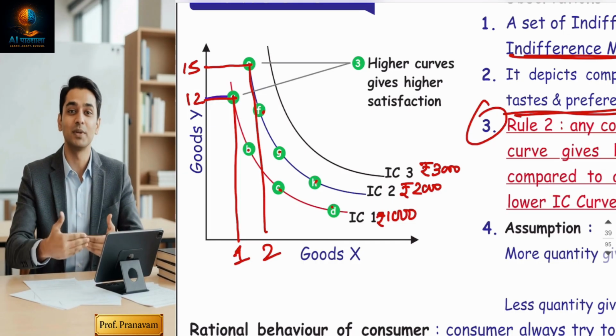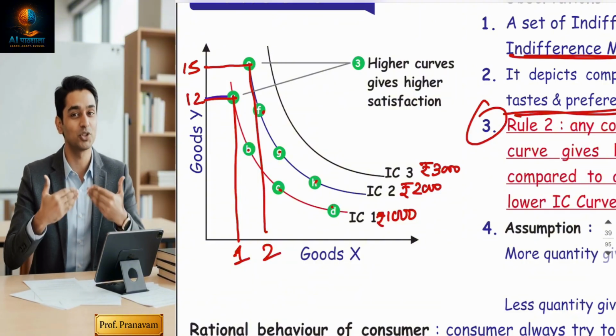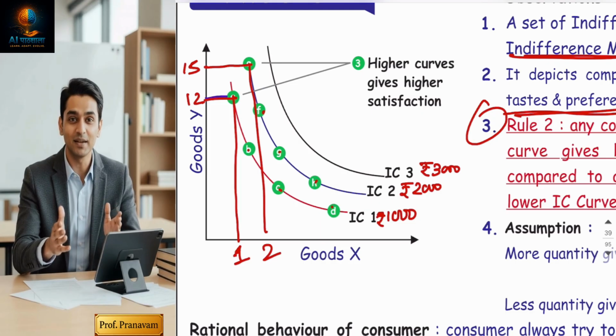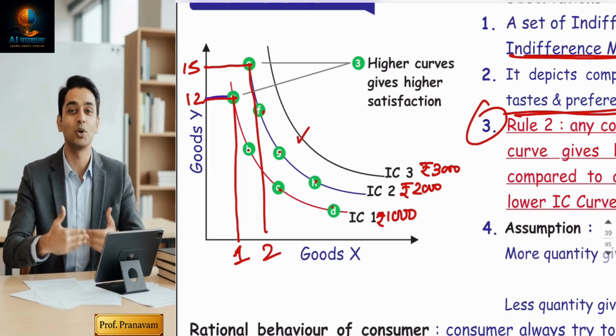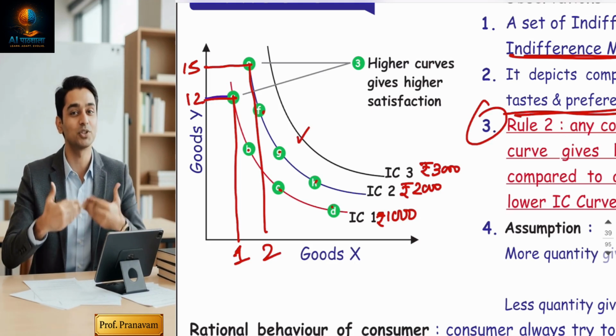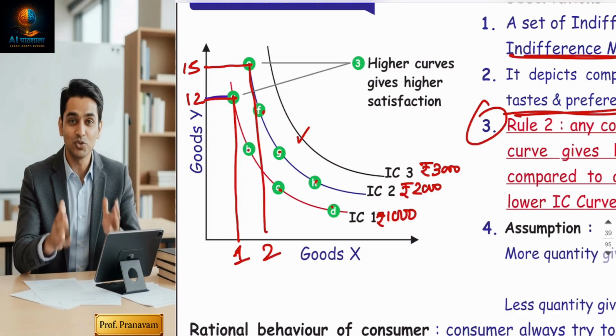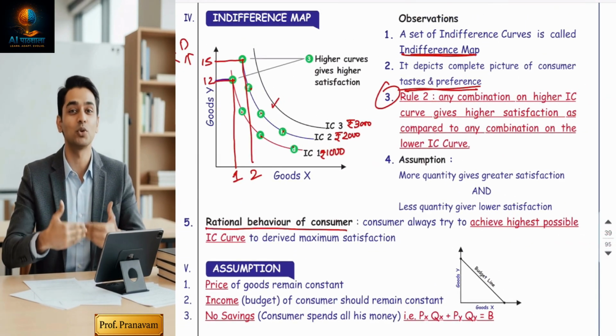So you tell me now, IC3, IC2 and IC1, which curve is going to give me maximum satisfaction? IC3. A higher curve gives me higher satisfaction. IC3 as compared to IC2, and IC2 is going to give me greater satisfaction as compared to IC1. Hope you understood. Yes, so this is the rational behavior of the consumer.